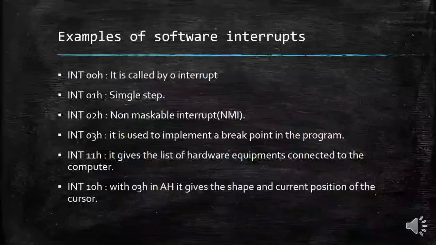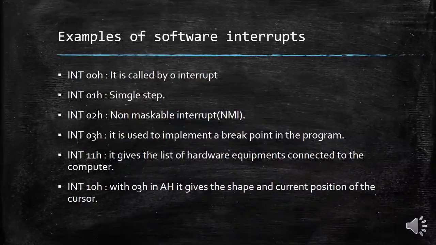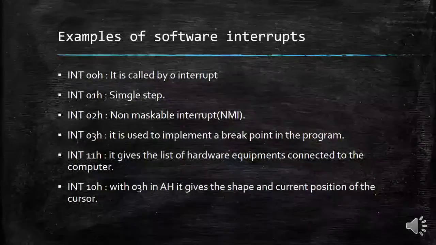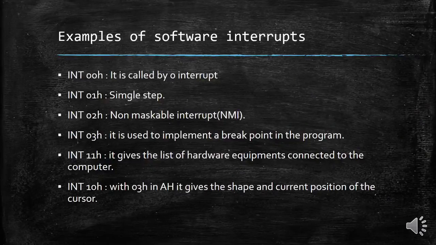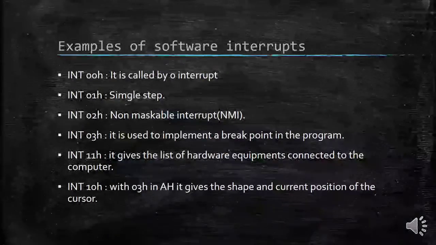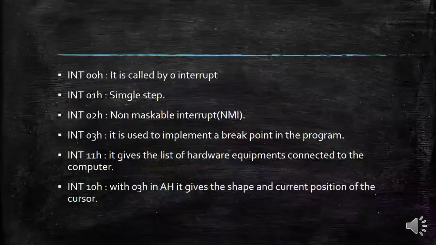Continuing the next part. Software interrupts in 8086 and their instructions. There are instructions in 8086 which cause an interrupt. They can be used anywhere in the program using INT N, where N is the type number ranging from 00H to FFH. First point, flag register contents are pushed on the stack.